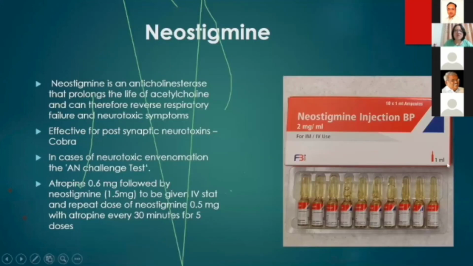So, talking about neostigmine, in brief, this had already been dealt with earlier as well. We all know it is an anticholinesterase that prolongs the life of acetylcholine. It can reverse the respiratory failure and neurotoxic symptoms. And this is effective for postsynaptic neurotoxins. And we have this AN challenge where atropine and neostigmine is given.